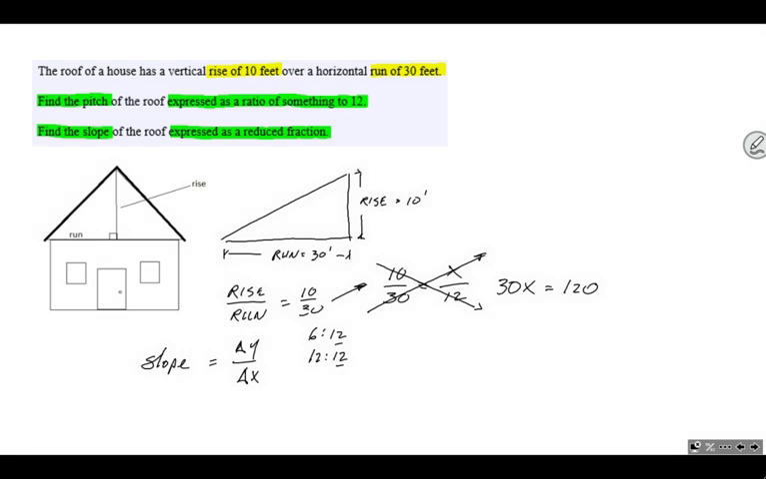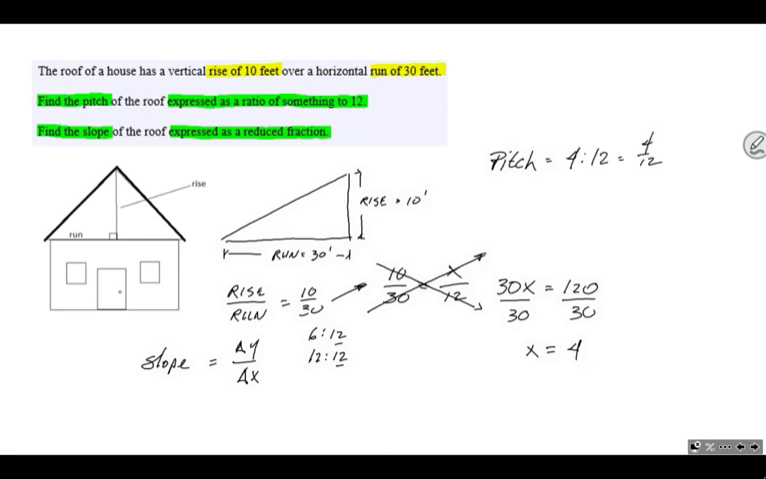Solving for x here, we can divide both sides by 30. The result is that x is equal to 120 over 30, which reduces to 4. So our rise over run of 10 over 30 can also be represented as a pitch, and we'll put that right up here at the top because that is one of our answers. The pitch of this roof as a ratio of something to 12, our pitch equals 4 to 12.